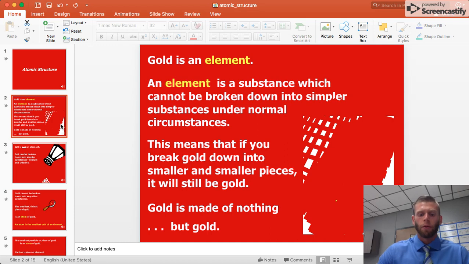For example, gold: if I had a piece of gold in front of me and broke it down into microscopic pieces you couldn't even see, I would still have gold, because gold is made of gold.